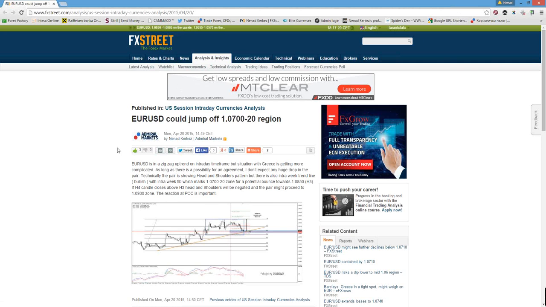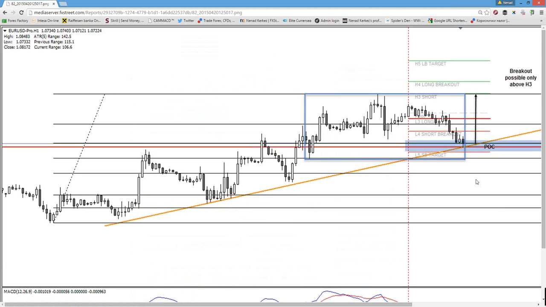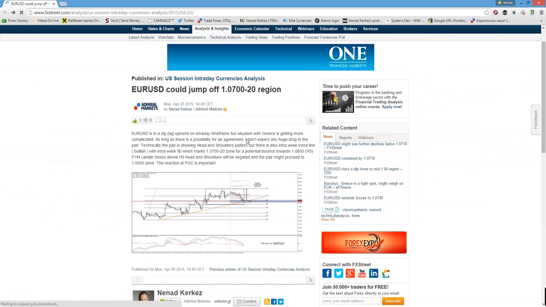And look what it says. This is the chart of euro dollar. It's very clear that we have head and shoulders here. But what did I say? If it touches this region, and it was touching it at the time I was doing the analysis, it will jump up. And exactly that happened, guys. That happened with euro dollar. The price went down, touching POC, and now it's up.